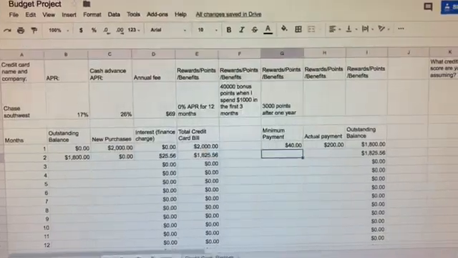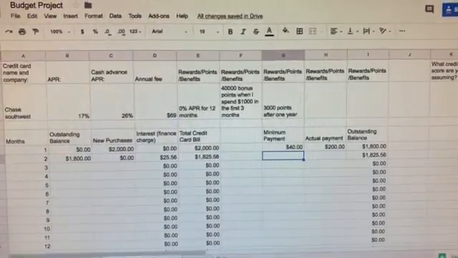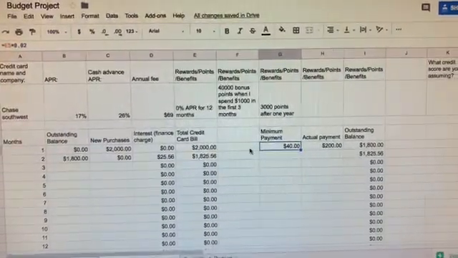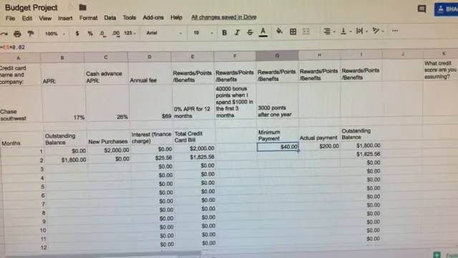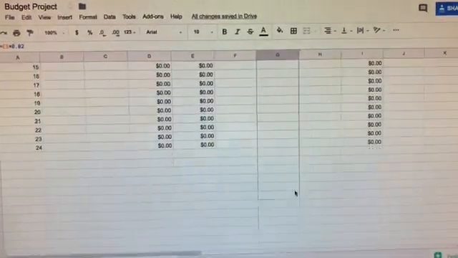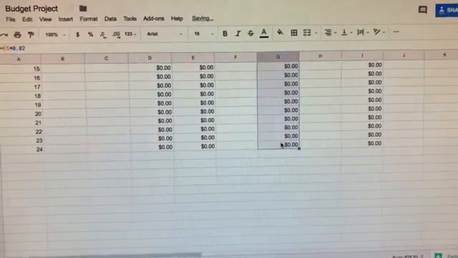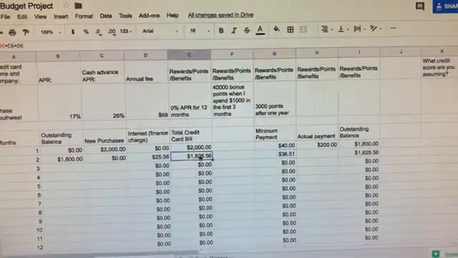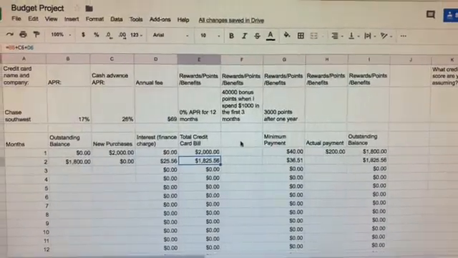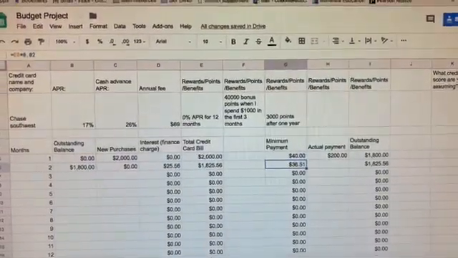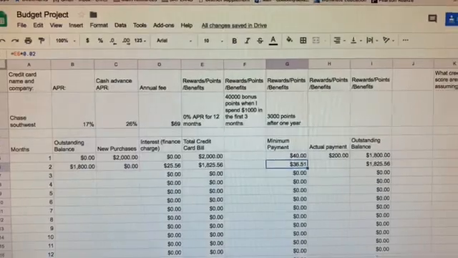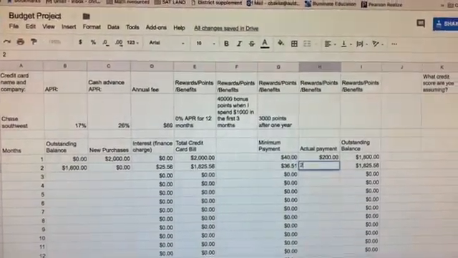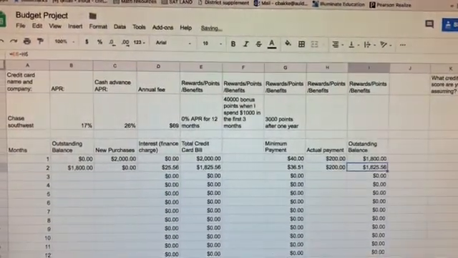Oh, I forgot to drag down the minimum payment math. Please go back over that little 40, scroll over there, and drag that math down so we know what the minimum payment is. Boom. Even though you owe $1,825.56, you only have to pay the credit card company $36.51. Let's assume you can afford another $200 though. We'll make it happen. Boom.